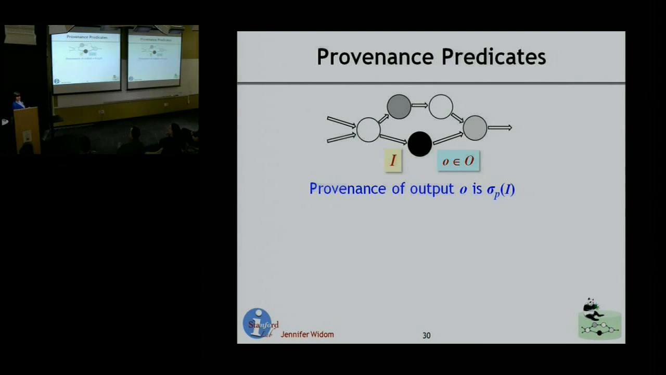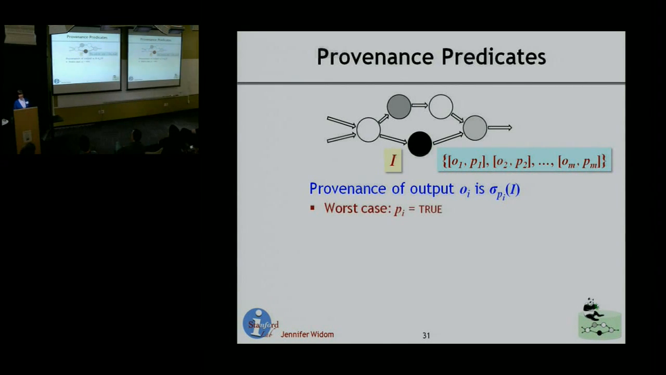This is the relational algebra selection operator. Everybody remembers that from college? Hope so. We apply that predicate to the input, and that gives us the output. Okay? This is a model. In the general case, we have our whole output. Every output element is going to have associated a predicate that gives us the provenance of that output element. Okay? So in the worst case, we can always have a provenance predicate for every output element. The worst case is that that predicate is the predicate true.